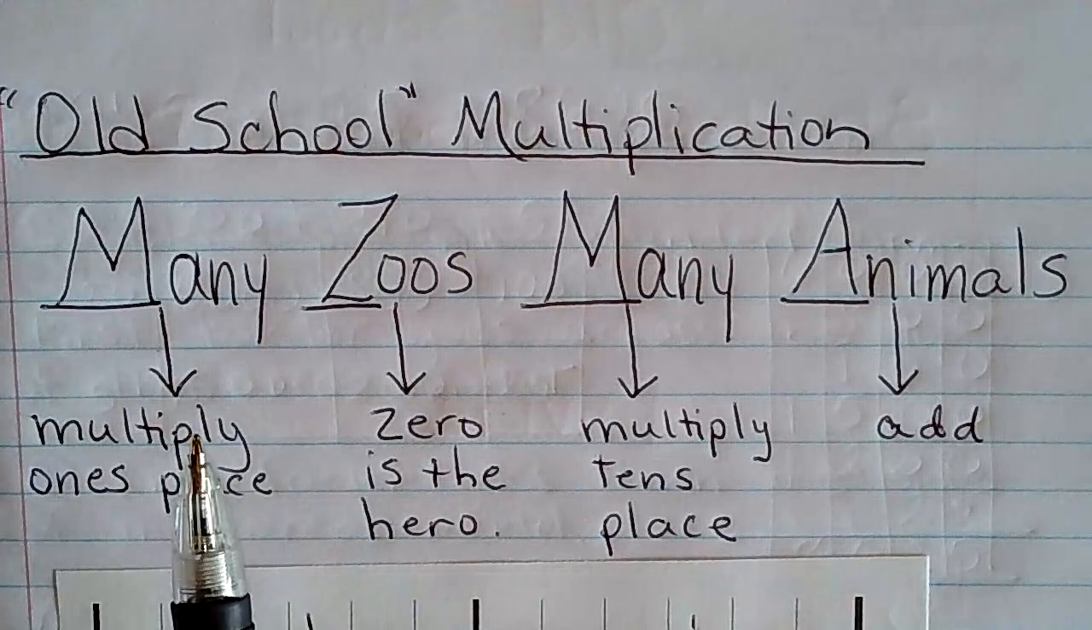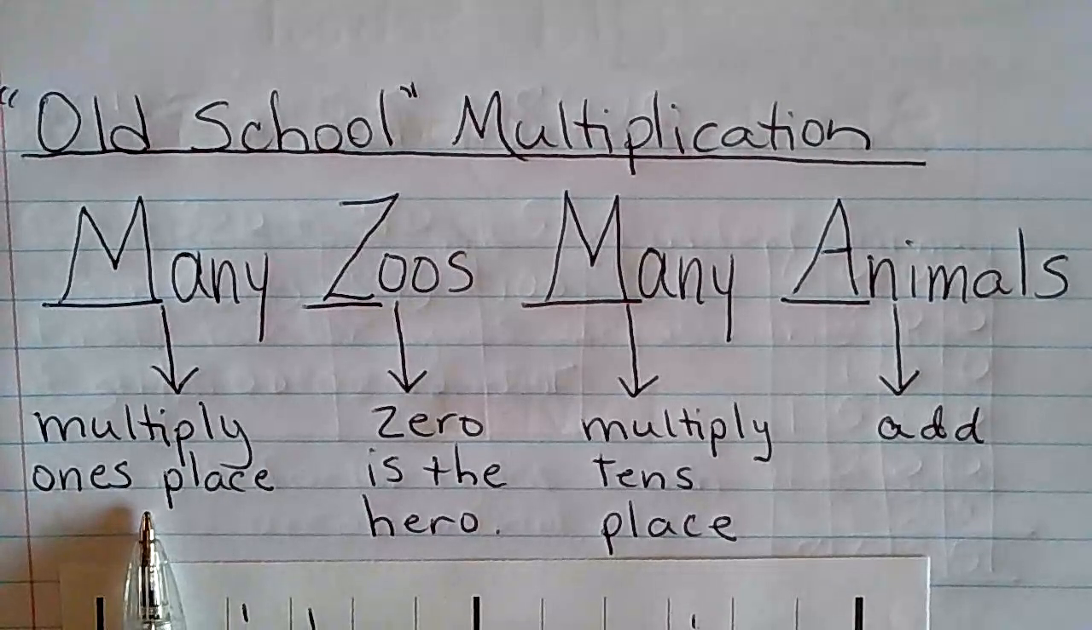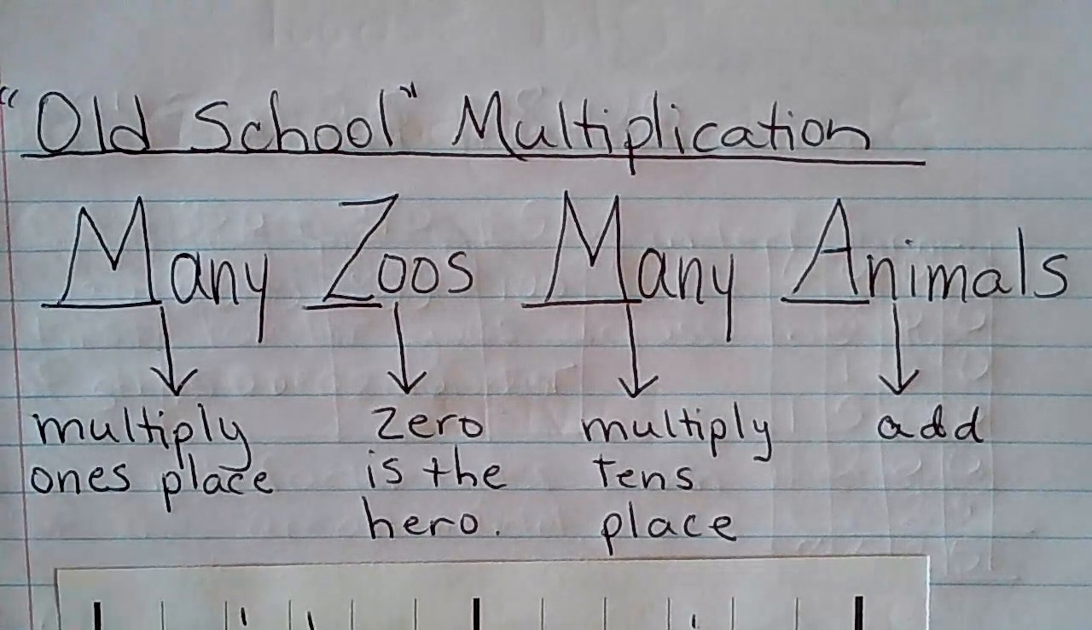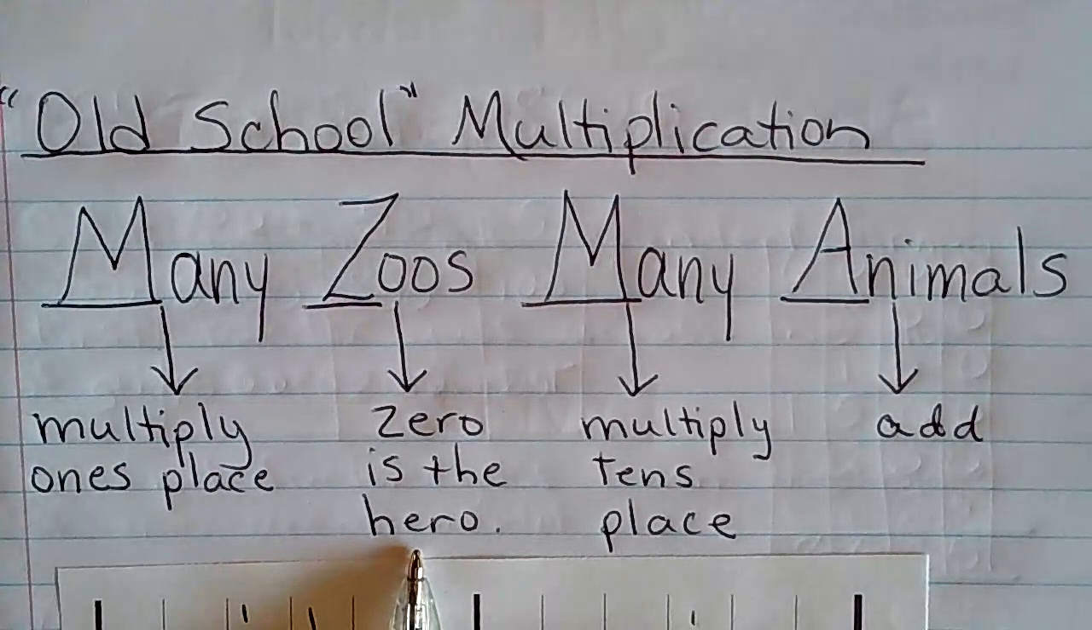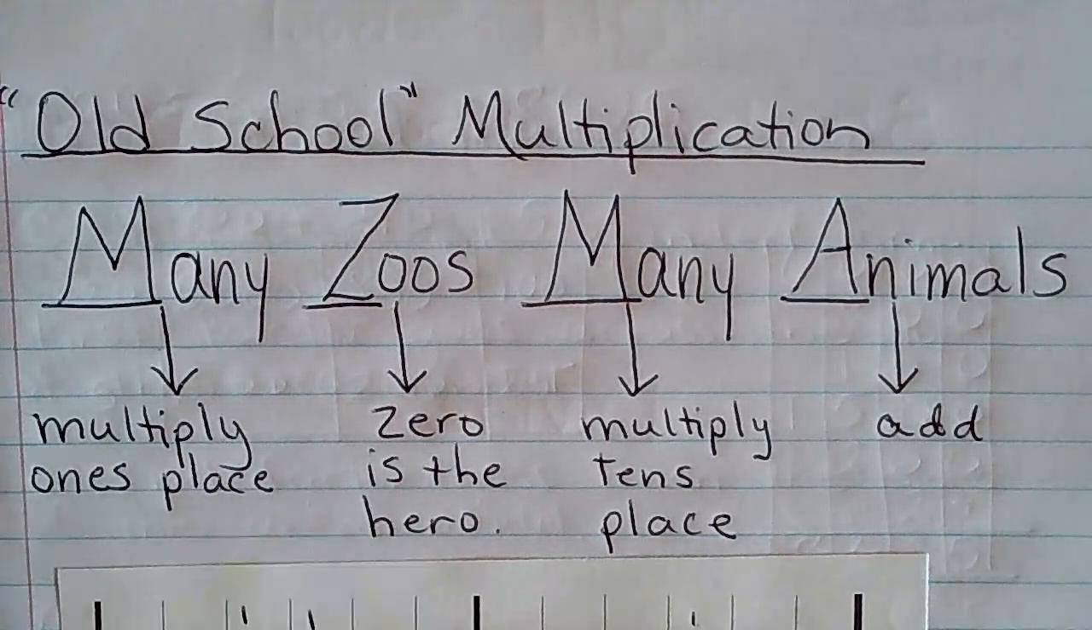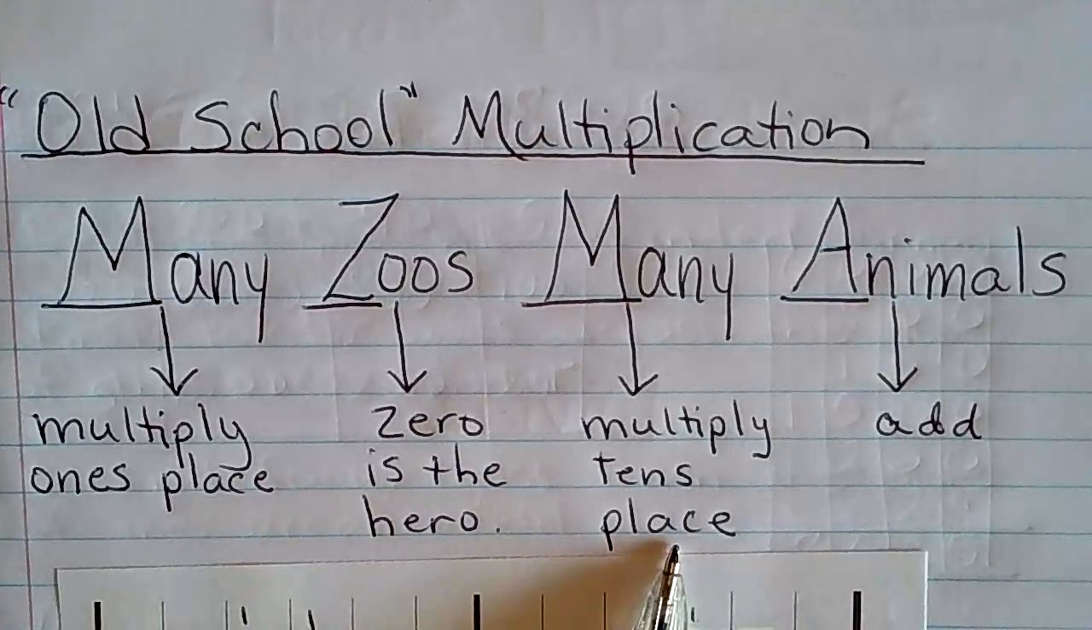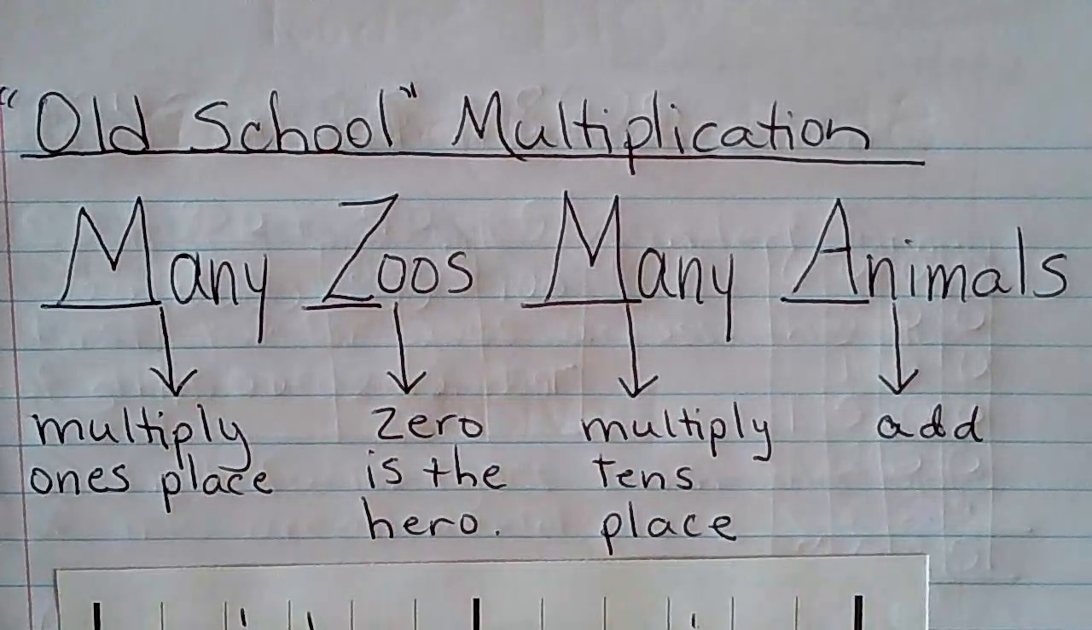Now, the first thing we do is multiply the ones place. We put our 0 as our placeholder. Remember, 0 is your hero. Multiply the tens place. And then we add.